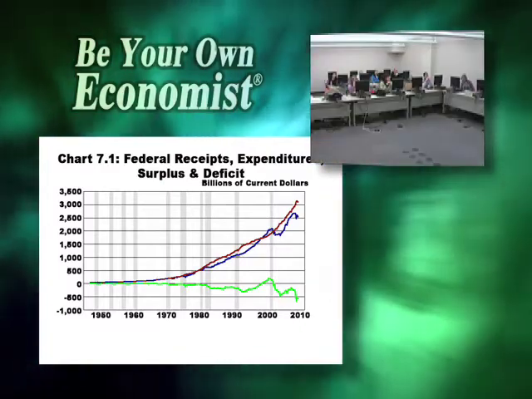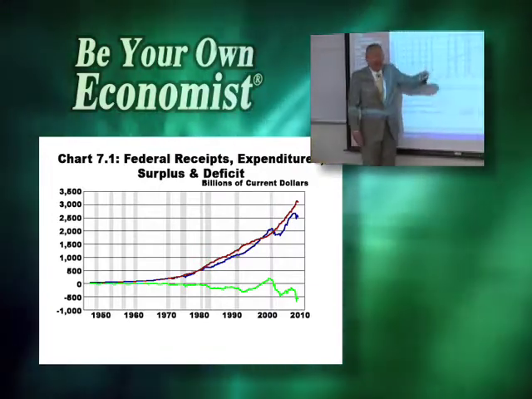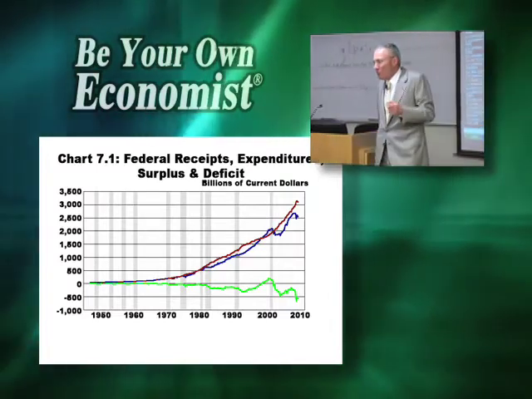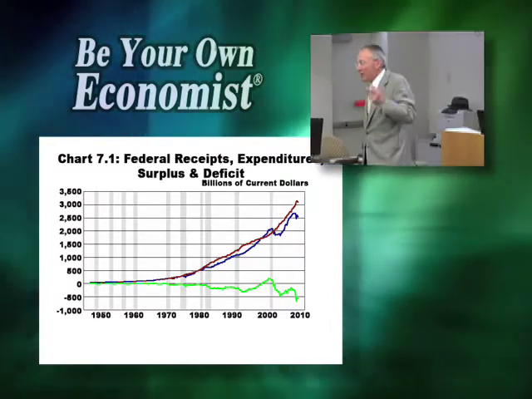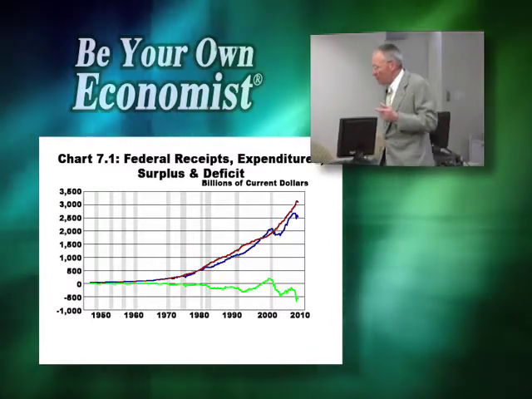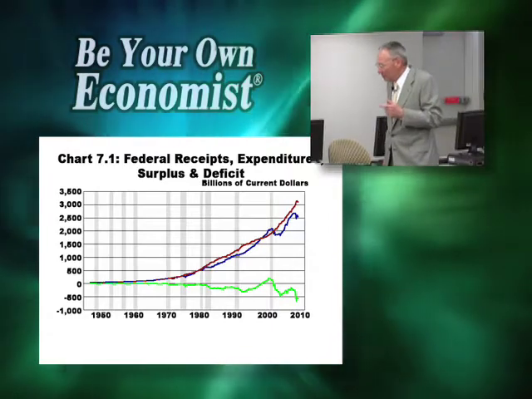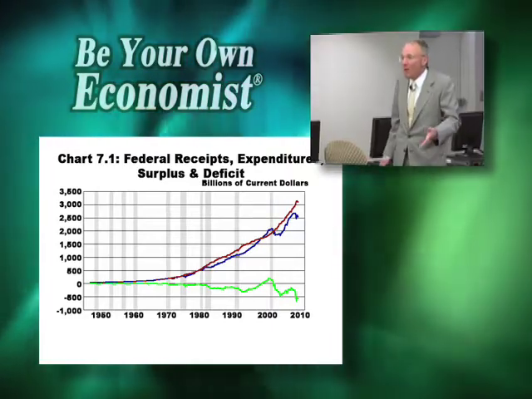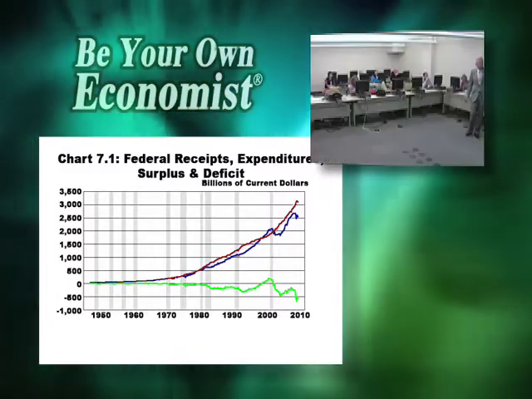Who's good in arithmetic here? Joanne. When the green line is above zero, is that a surplus or a deficit? Well, as a matter of principle. That's a surplus. Green line is below zero, we've got a deficit. Everybody see that?